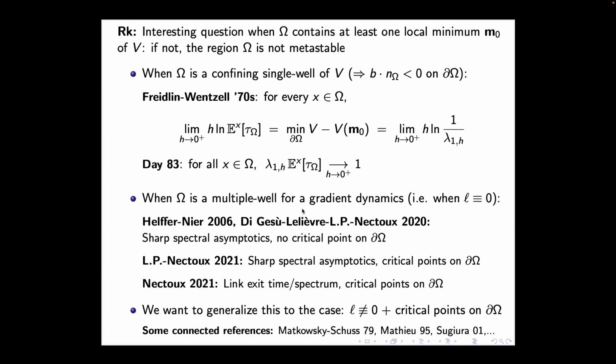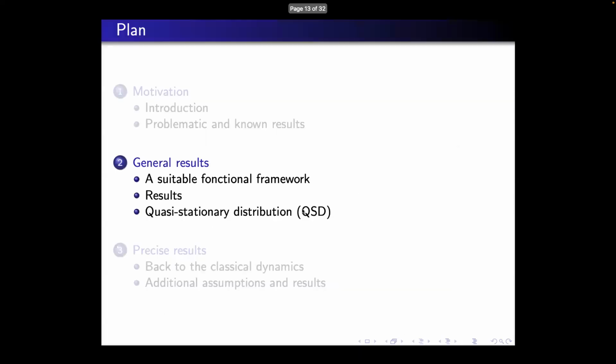So you don't have a saddle. There are no saddles. L is zero, or not zero, that is when we are not looking at gradient dynamics, and when there are some critical points on ∂Ω. So I will now try to explain a bit to state the general results we have.